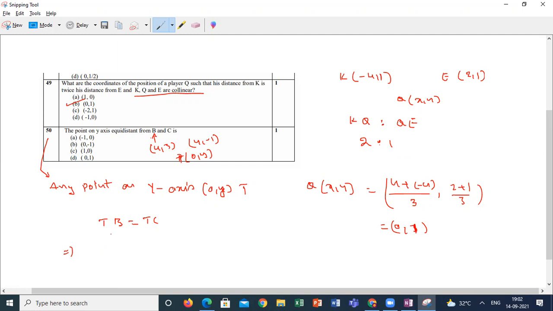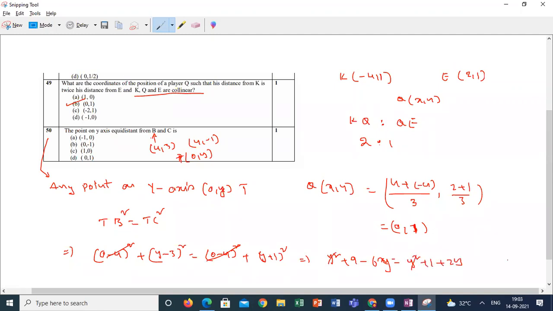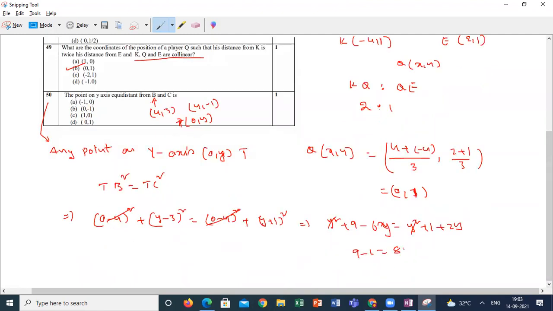So how to do this question? Distance formula. TB square must be equal to TC square because of equidistance. 0 minus 4 whole square plus y minus 3 whole square will be equal to 0 minus 4 whole square plus y minus of minus 1, y plus 1 whole square. This cancels. y minus 3 whole square equals y plus 1 whole square. y square plus 9 minus 6y equals y square plus 1 plus 2y. So y square cancels. Taking 6y to that side, 9 minus 1 is equal to 8y. So y is 8 by 8, that is 1. My coordinate of T is 0, 1. So D is the option here.